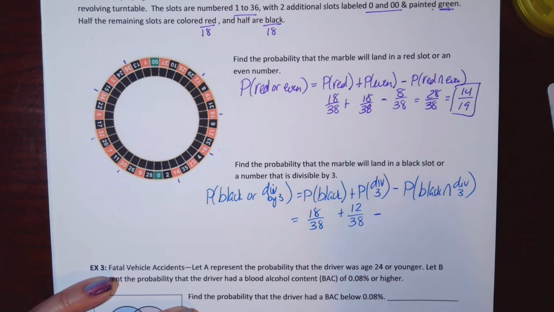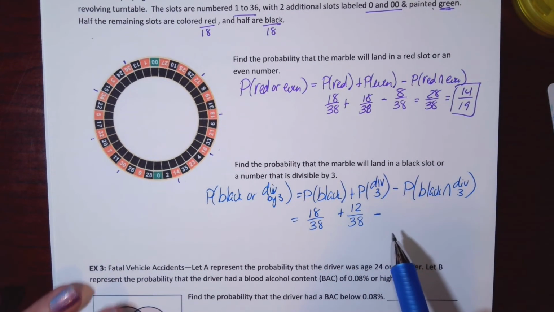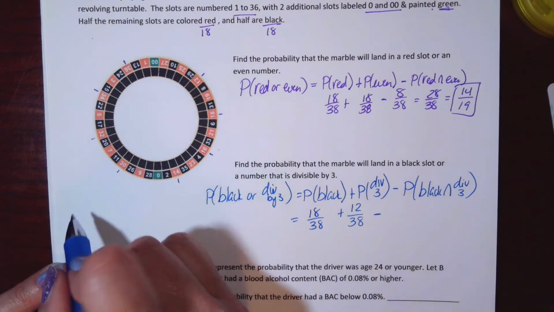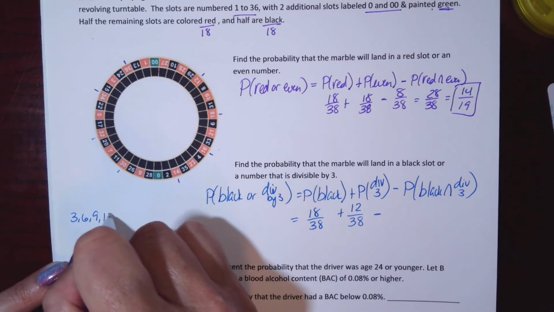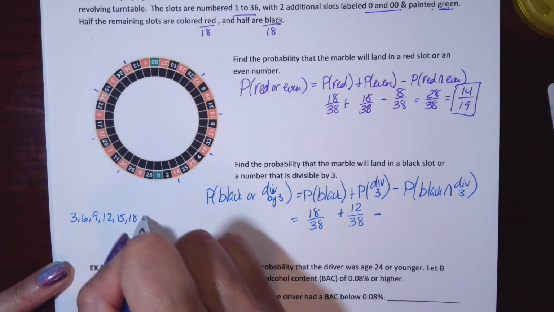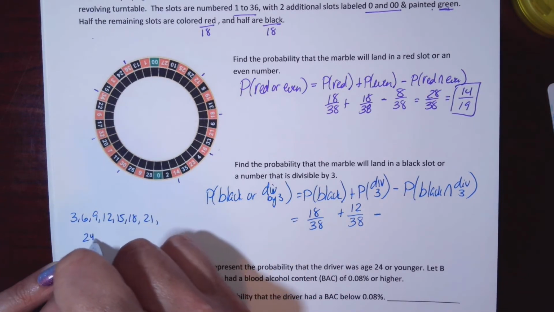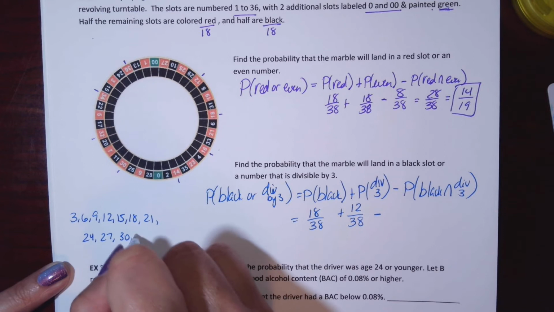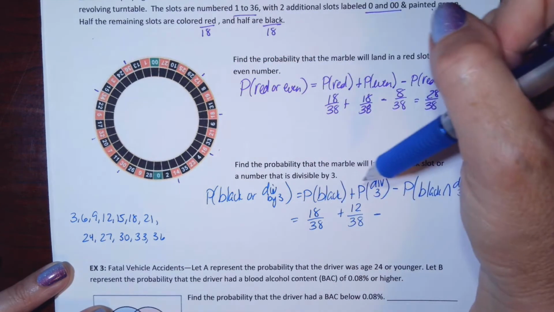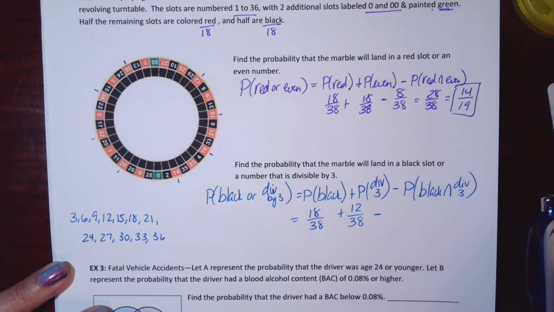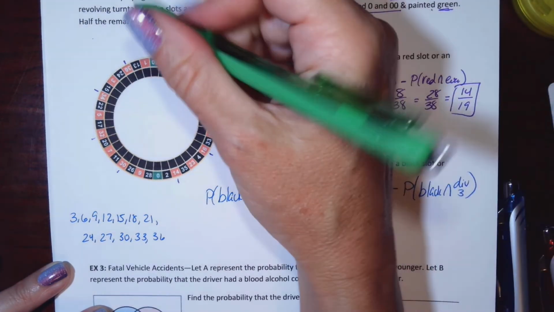Now, which of these are on a black slot? So my multiples of 3, numbers that are divisible by 3, I'm looking at 3, 6, 9, 12, 15, 18, 21, 24, 27, 30, 33, and 36. Those are my numbers between 1 and 36 that are divisible by 3. So I need to see which ones of those are on the black, and I think I may need a color that's going to stand out a little better. So let me get a green out here.